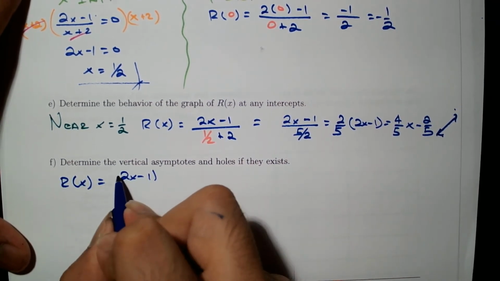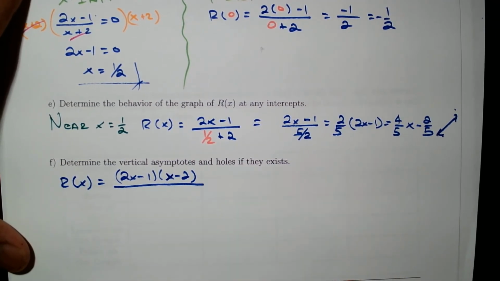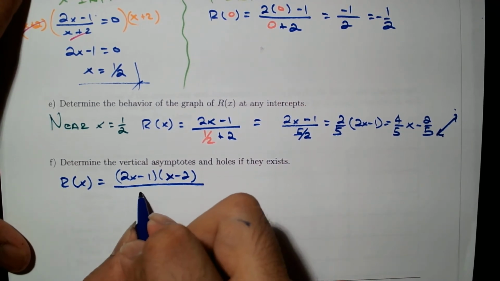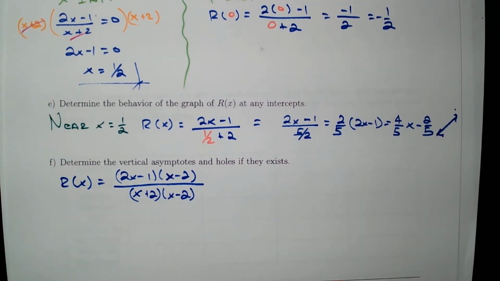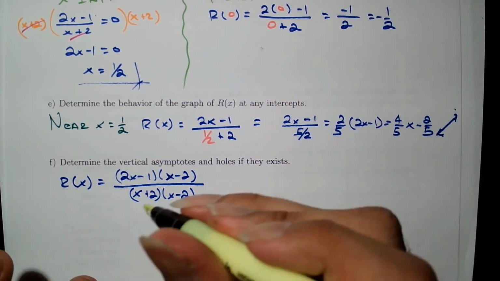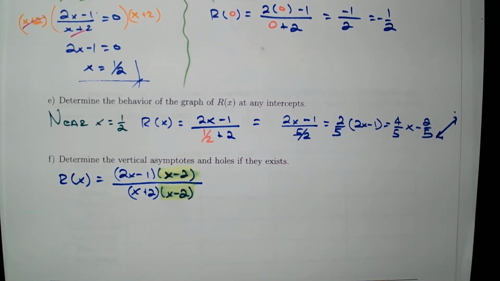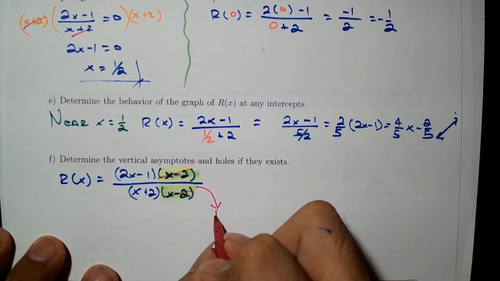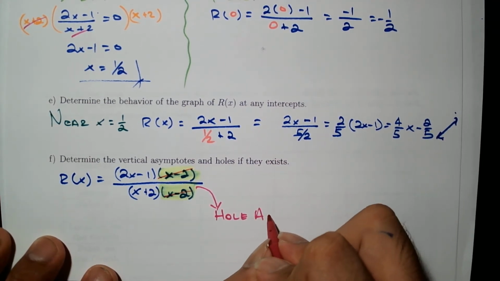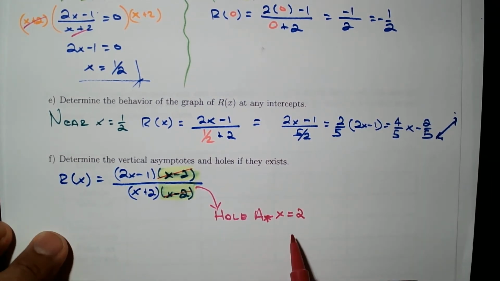So 2x minus 1 times x minus 2. I'm going to write it again. It's on the top of this page, but to avoid scrolling, x plus 2 times x minus 2. Okay, so notice how these are the same. Because of this cancellation, we have a hole at x equals positive 2. How do we find the y value?